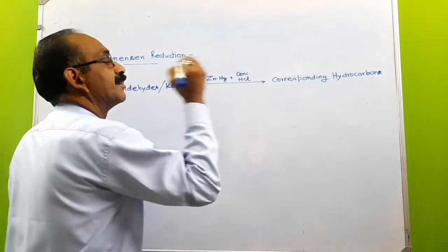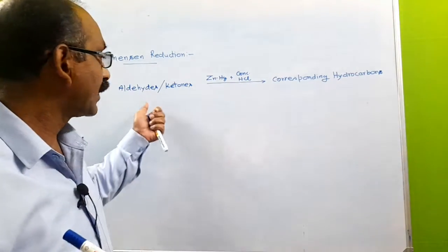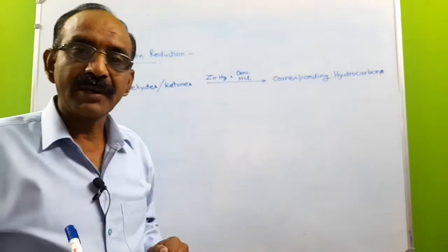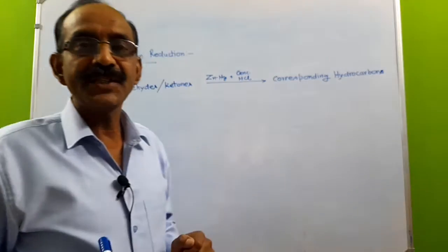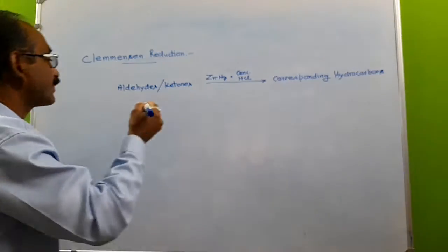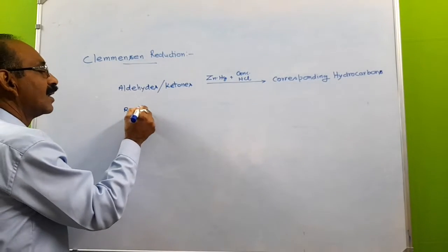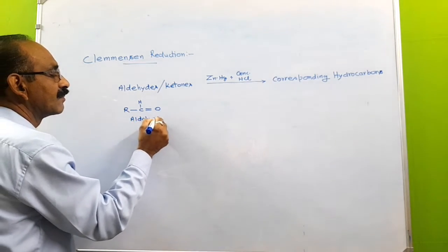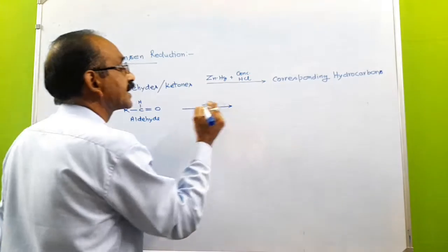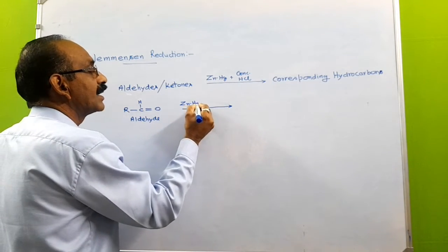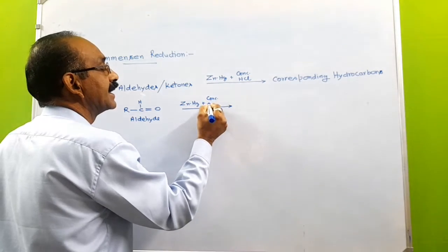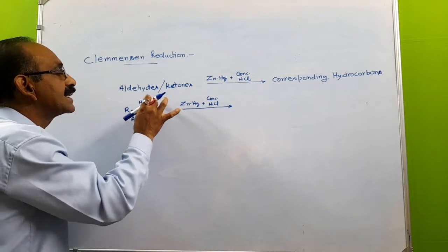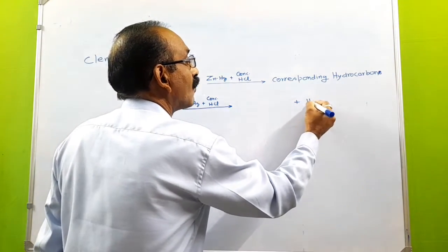concentrated HCl. So we can say that the reduction of aldehydes and ketones to the hydrocarbons by zinc amalgam and concentrated HCl is known as Clemmensen reduction. See, let our aldehyde be this one, and when it is treated with zinc amalgam and concentrated HCl, this aldehyde will be reduced, means it will lose its oxygen in the form of water.